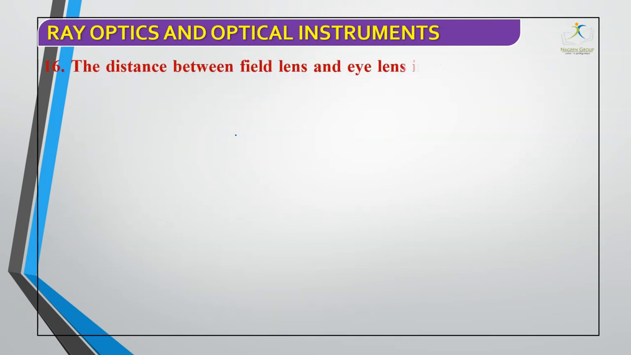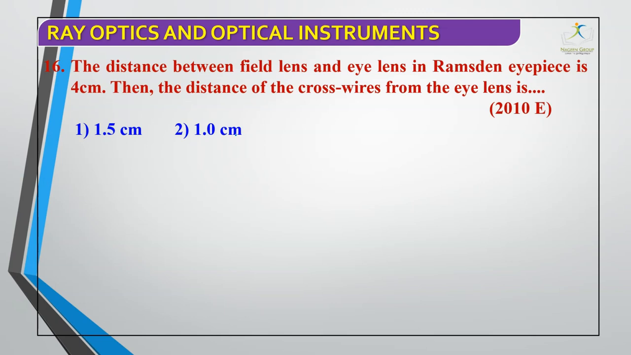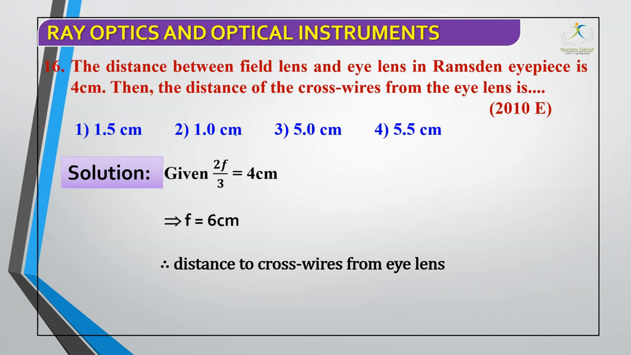Next question. The distance between the field lens and eye lens in a Ramsden eyepiece is 4 cm. Then the distance of the cross wire from the eye lens is: 1.5 cm, 1 cm, 5 cm, 5.5 cm. In the solution, we are given 2f by 3 is equal to 4. Distance of the cross wire from the eye lens is 11 by 5 by 12.